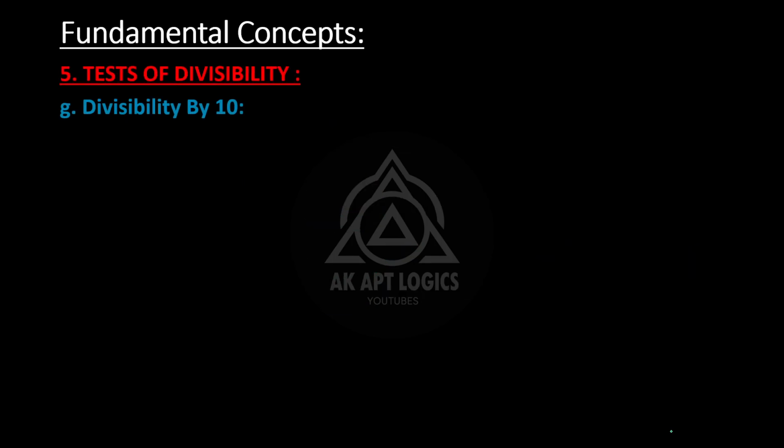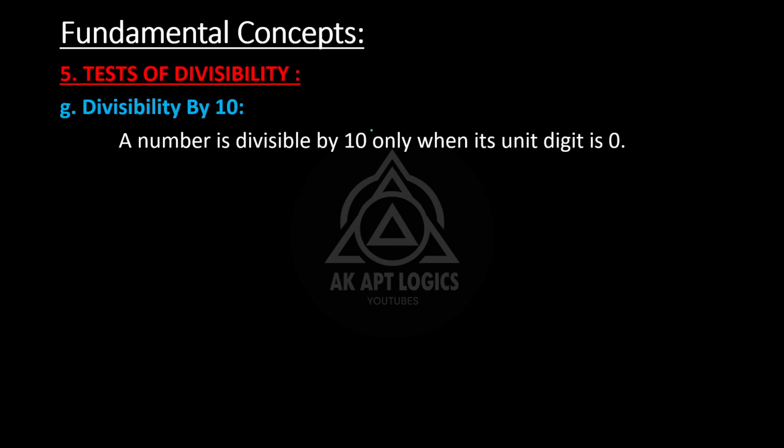Next, 10. Oh, it's very easy, right? But I put it because you should have a very clear idea. You should have clarity in your mind, right? So I put this divisibility by 10. A number is divisible by 10 only when the unit digit is 0. Unit digit means ones place, right? Ones place.